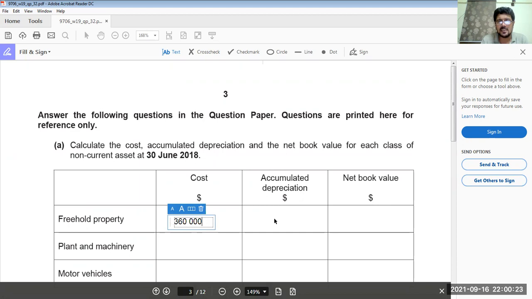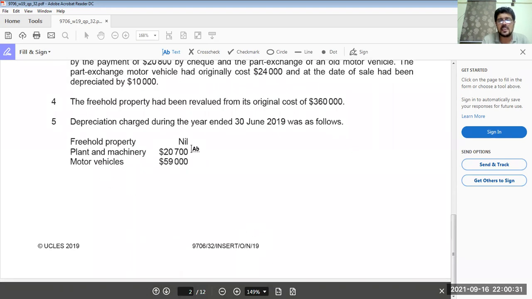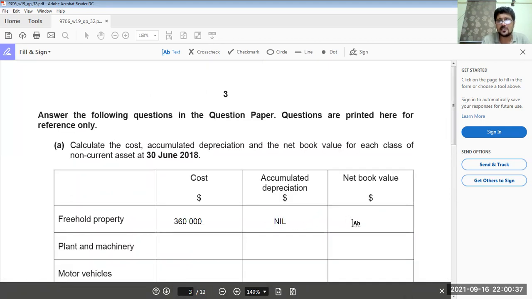$360,000. Accumulated depreciation, nil. So why nil? Because freehold property, they don't charge depreciation on freehold property. Getting my point clear? So nil, and so net book value would be $360,000, 1 year back. Getting my point clear? Okay. Now, next item.